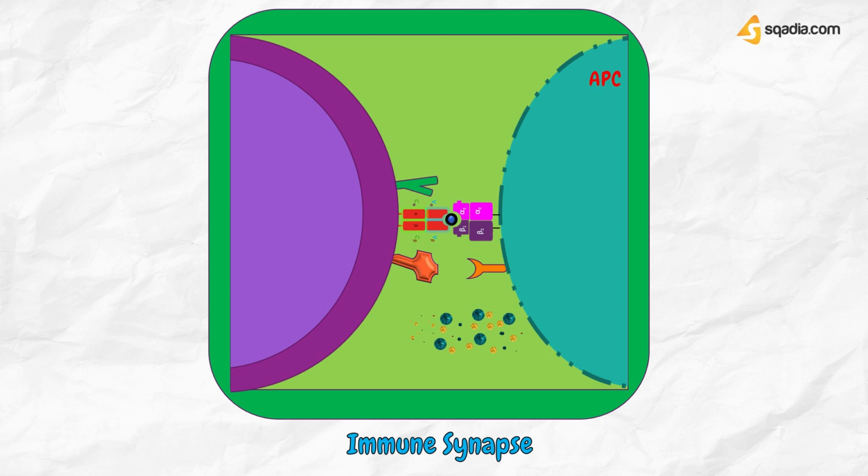After the formation of the immune synapse, the antigen-presenting cells send out different cytokines to the cytokine receptor on the surface of the activated T cell. These cytokines help tailor the immune response to a specific pathogen.